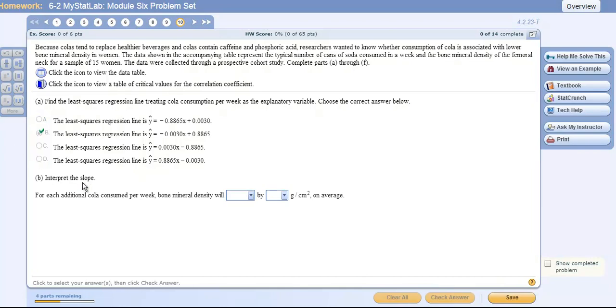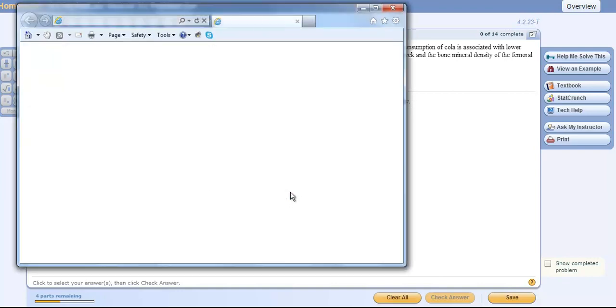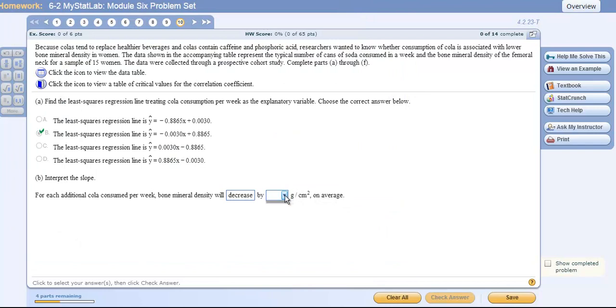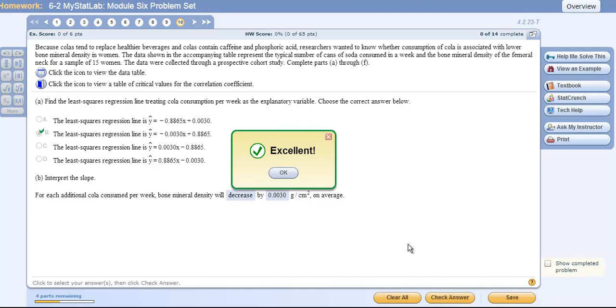Okay, and then interpret the slope. So the slope is this negative 0.0030. So as each additional cola is consumed per week, the bone mineral density will, well, we can just think if we put 1 in for x, it's going to go down negative 0.0030. So in each additional cola, it will decrease by that amount. And then let's see if that's correct.